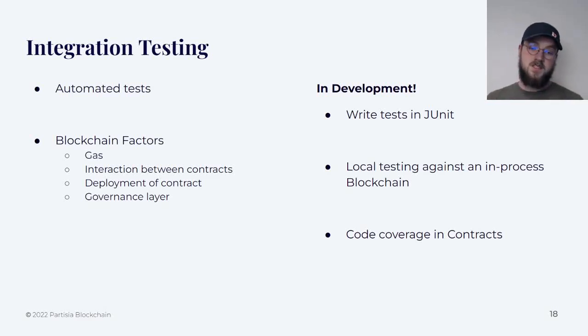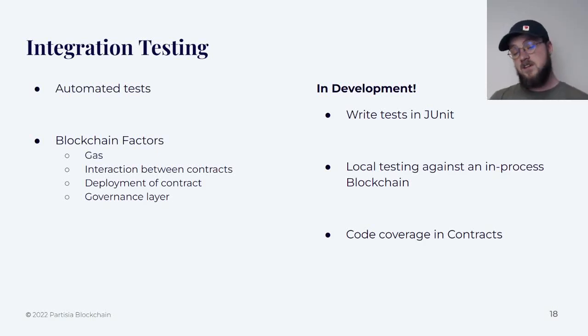So automated tests need a lot of help in the form of a locally deployed blockchain where we have all of these factors such as gas and the interaction between them. We also want to be able to deploy contracts and fail to deploy contracts. We want to do all of these. And we also want to interact with the governance layer of a blockchain.